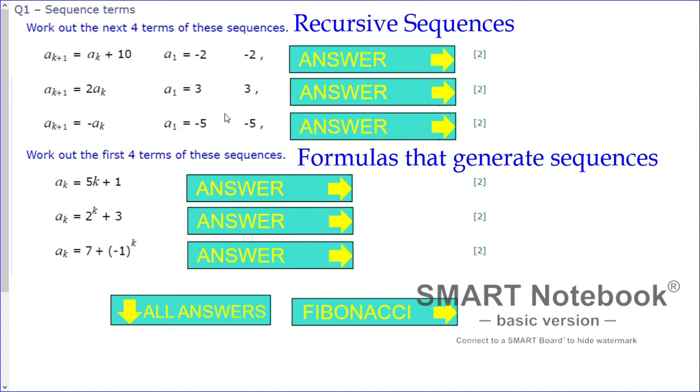Hello, here we have question 1 from the sequence homework on myimaths. They've given us a bunch of sequences and asked us to work out the next term of the sequence, okay? So, let's look at the first part here, one of these ones.